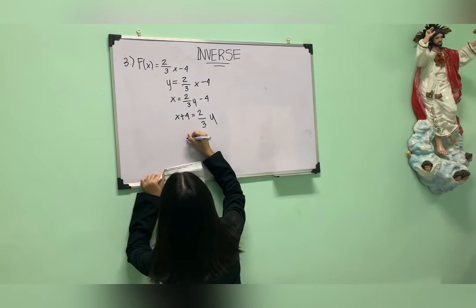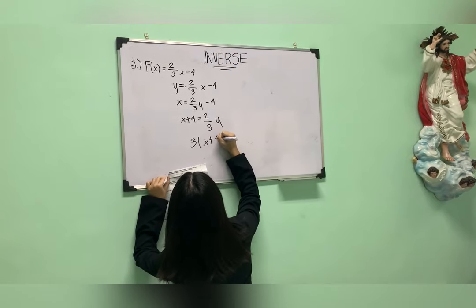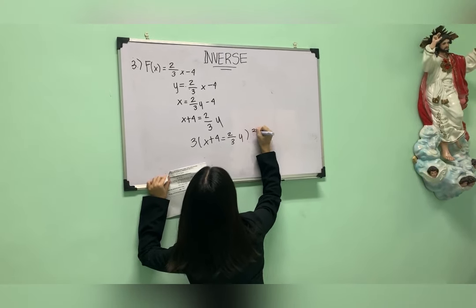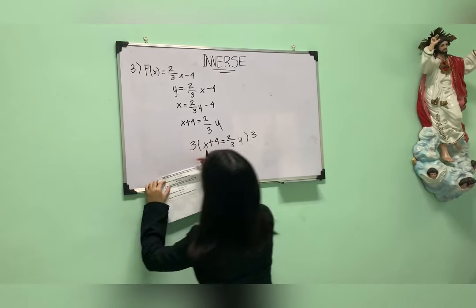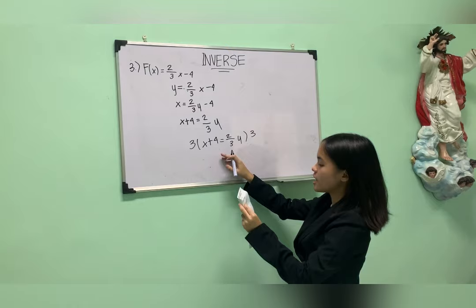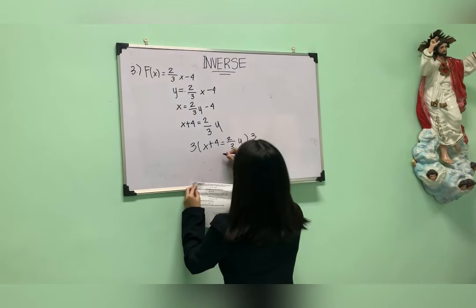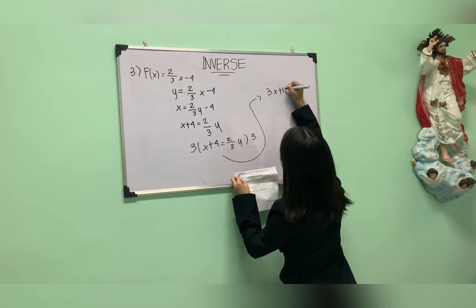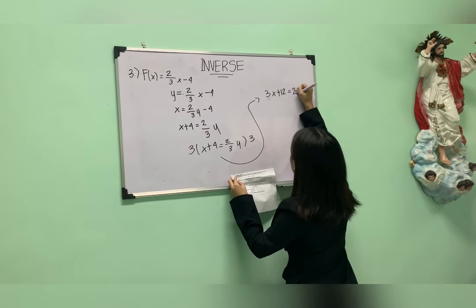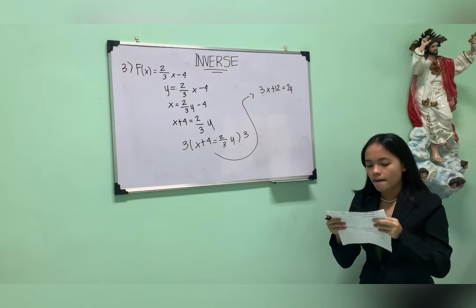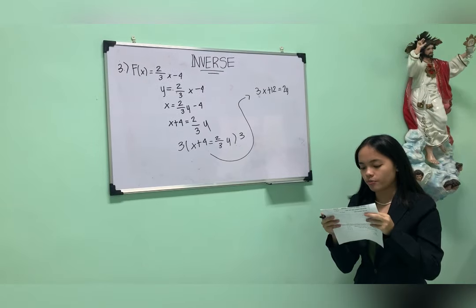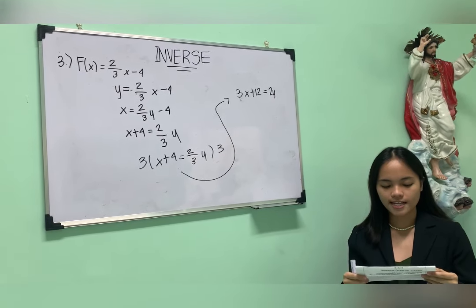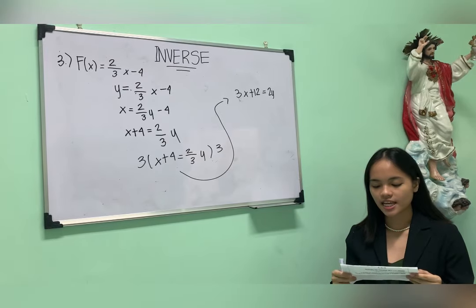So that will become 3 times x plus 4 equals to 2 over 3y times 3. Distribute 3 to x plus 4 and cancel 3 into 2 over 3y. We still need to simplify by dividing both sides by 2 in y variable. 2 will be cancelled while in the other side, it will be as is since it can't be divided.